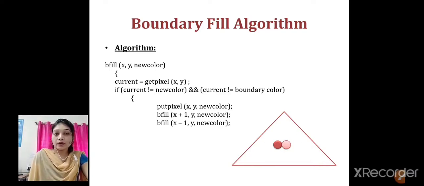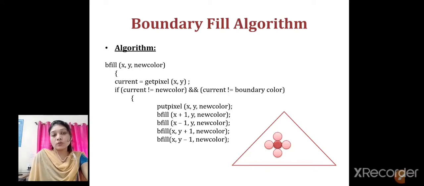Then again I will call the next recursion call for x minus 1, means I am calling the function for the left pixel. Then I will call the function for the right pixel. Same way I am calling the above pixel, then the below pixel. In this way the recursion function will call the pixels which are on the left, right, above and below. That is the 4 connectivity we are using here to fill our polygon.